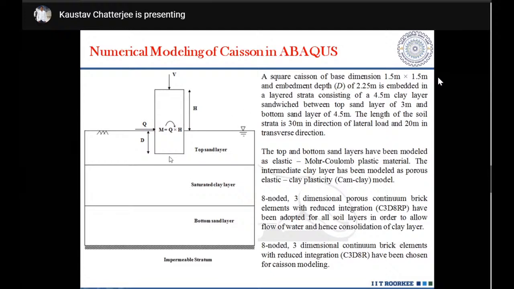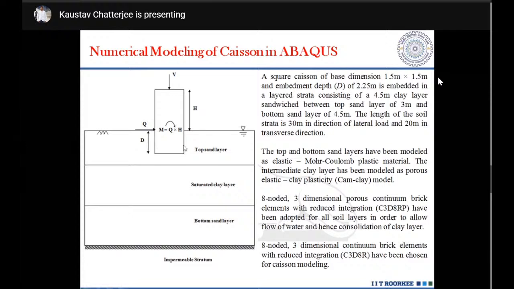The embedment depth is 2.25 meter. It is capital D. The top sand layer is 3 meter thick. The bottom sand layer is 4.5 meter thick, and the clay layer is saturated and it is 4.5 meter again.